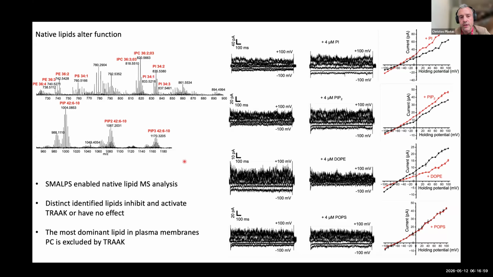What was really interesting to say here is that PC, phosphatidylcholine, is the most dominant lipid in plasma membranes. The interesting thing here is that we detect no PC lipids with TRAAK. So TRAAK, for some reason we don't know, excludes PC lipids from its vicinity despite PC being the most highly populated lipid in the plasma membrane that we expressed TRAAK in.